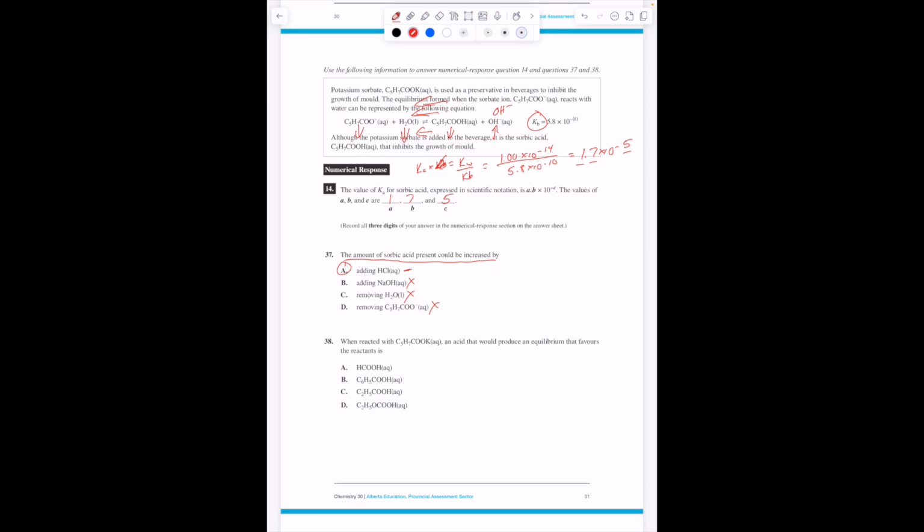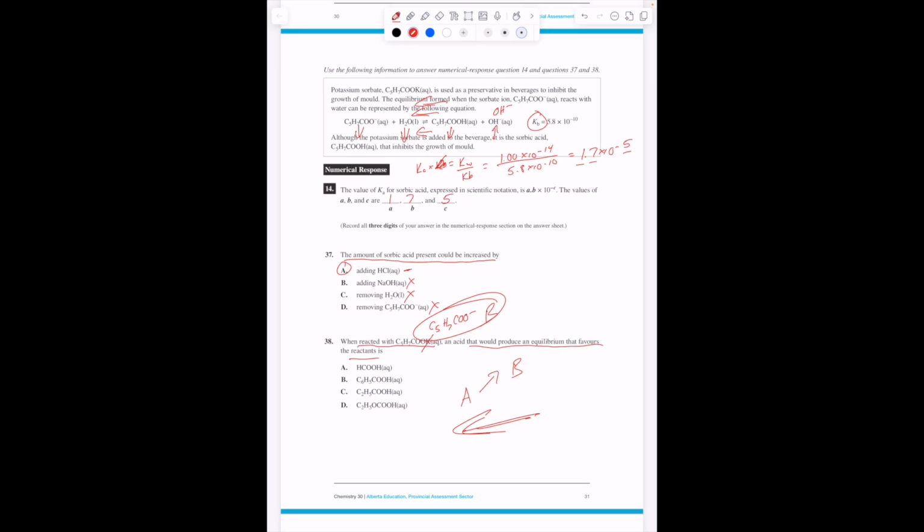Let's see. When reacting this, an acid that would produce an equilibrium that favors reactants. Okay, so remember, when acid is below base, reactants are favored. Maybe one thing here you'd have to realize is the K breaks off, and this is C5H7COO negative, right? So that's my base. Now I'm going to go find which acid produces equilibrium that favors this side.